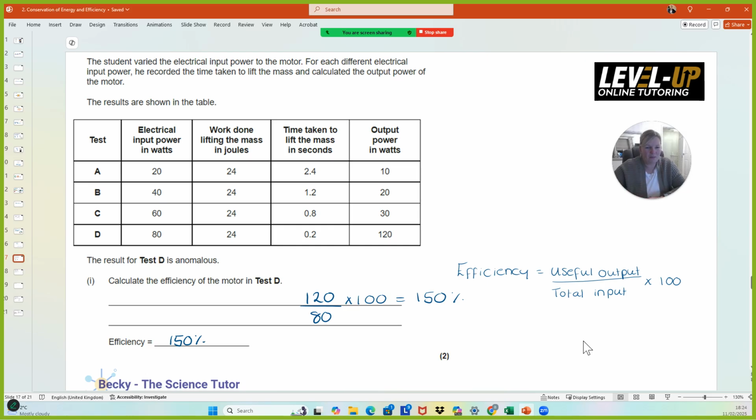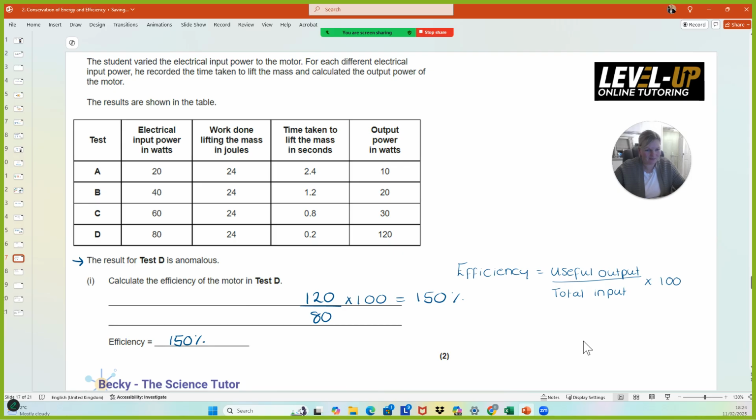Look at the question, look at the line above. What does it tell us there? This is where we see who's been observant and who's read all of the question. I like your thinking, Zoe, but it's not because it's overworking. It does tell you in that question somewhere. It's a big clue. Yes, well spotted, Amelia. It tells us here, look, the result for test D is anomalous. Sneaky, that question, isn't it?